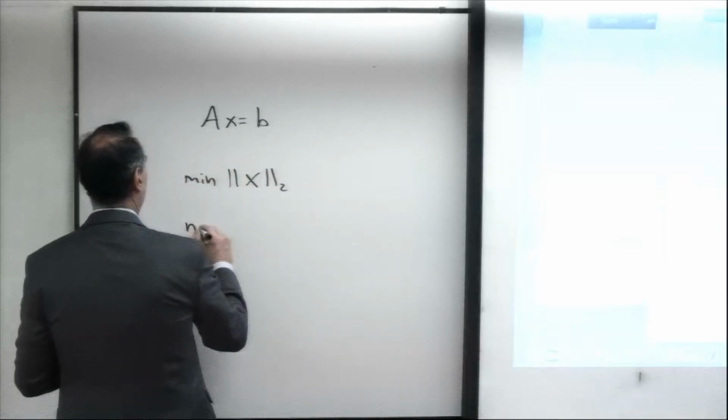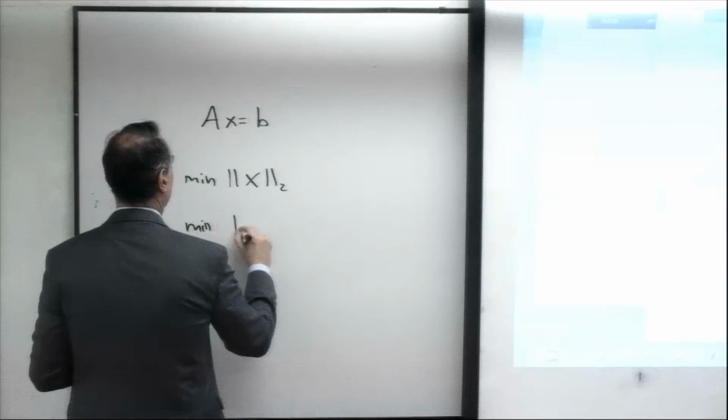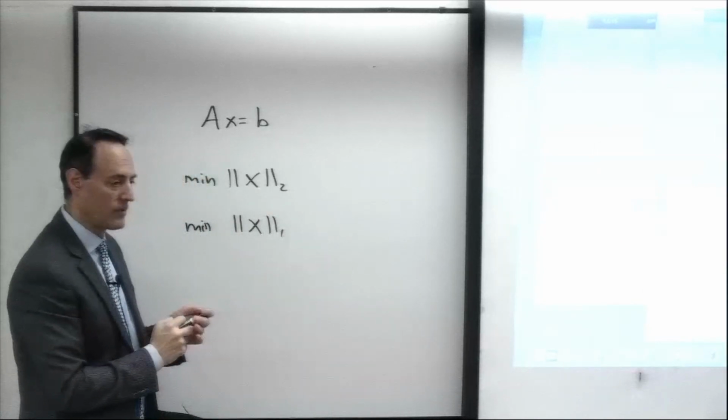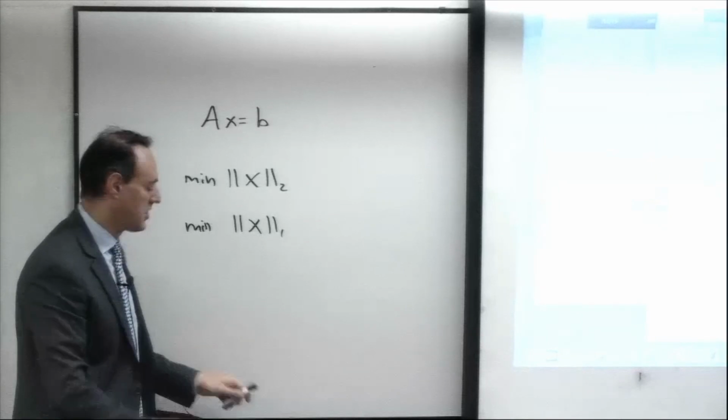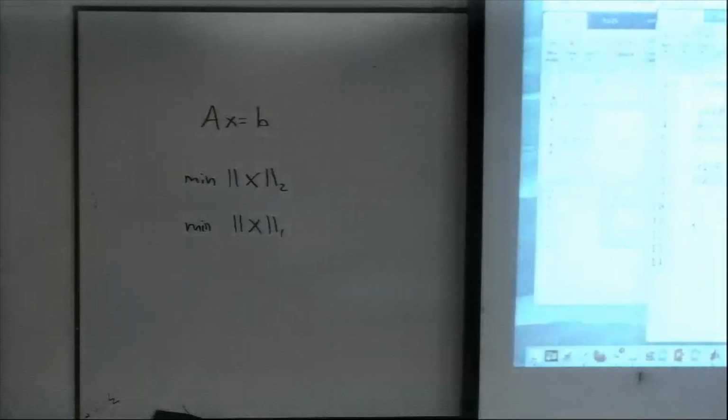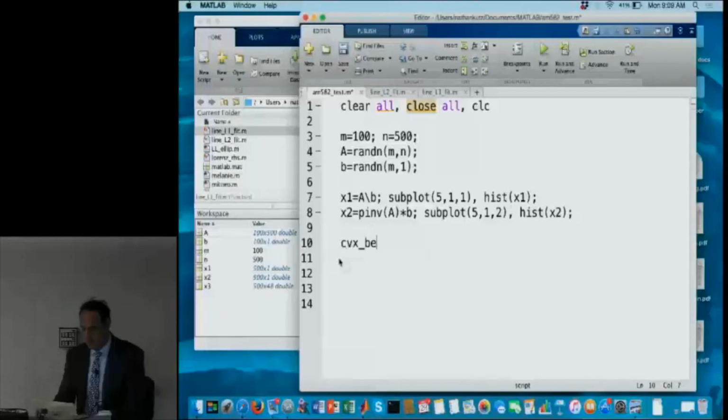We could also have done this. Minimize the 1 norm. What's the difference? So I'm going to show you. Lasso would get it to it, but right now I don't want to futz with lasso. So let's just go ahead and do CVX.